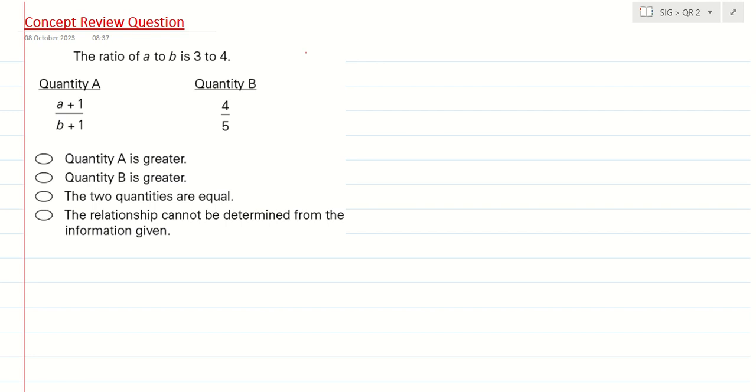The question reads: the ratio of A to B is 3 to 4. Okay. And A to B is given here as 3 to 4. Now, don't forget to set up scratch paper in the exam hall also. So, can I set up a scratch paper here? On one side, quantity A is given as A plus 1 divided by B plus 1. Quantity B on the other side is given as 4 upon 5.